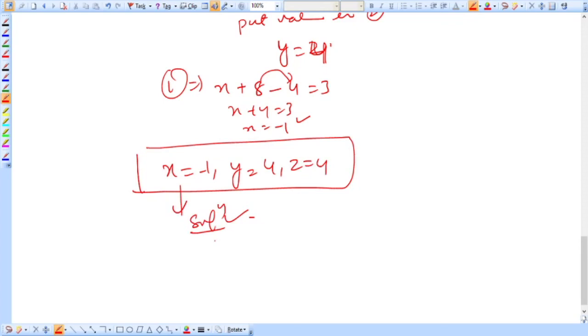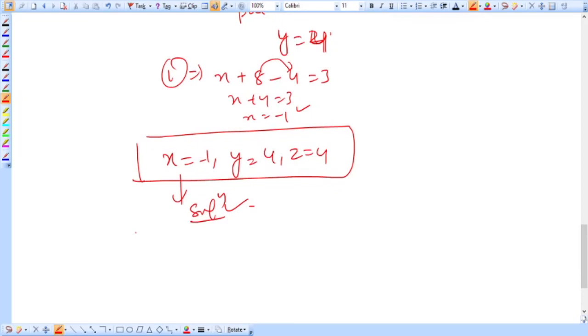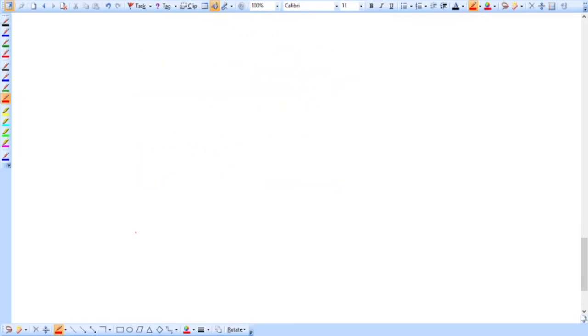So this is the way we solve them, right? Now the last problem for today, you write: check for consistency and find the solution if the given system of equations is consistent. Okay, problem 3.